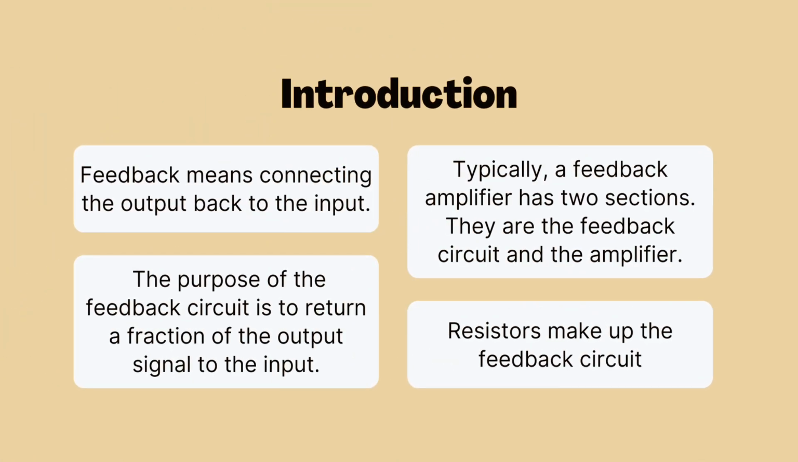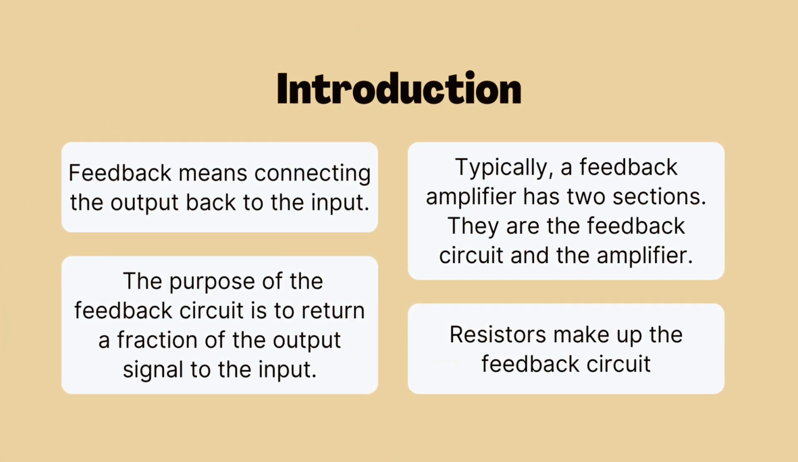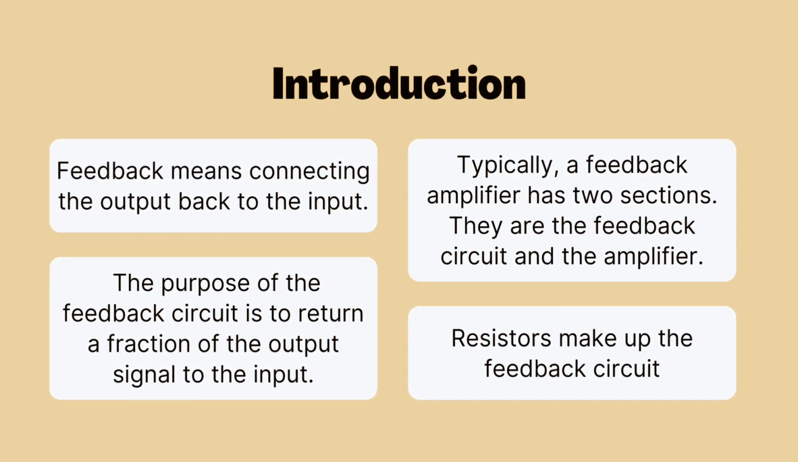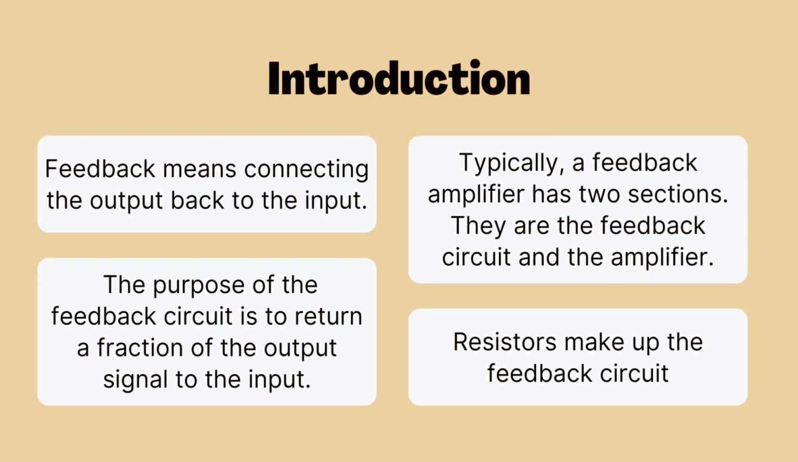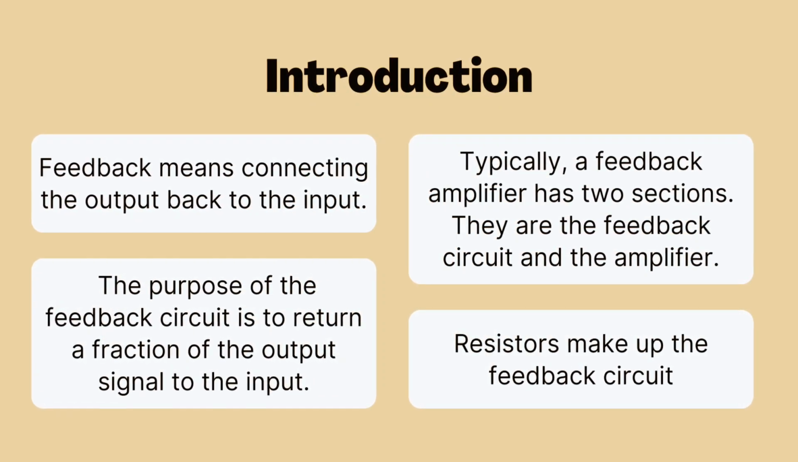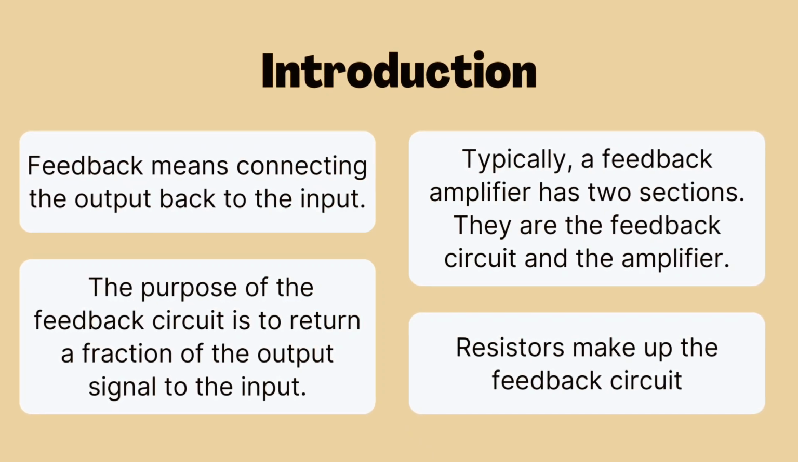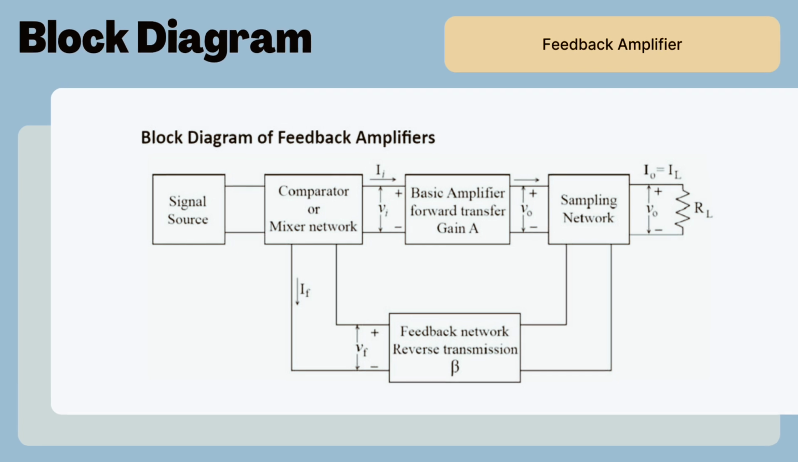Introduction. Feedback means connecting the output back to the input. Typically, a feedback amplifier has two sections. They are the feedback circuit and the amplifier. Resistors make up the feedback circuit. The purpose of the feedback circuit is to return a fraction of the output signal to the input. This is the block diagram of the feedback amplifier.